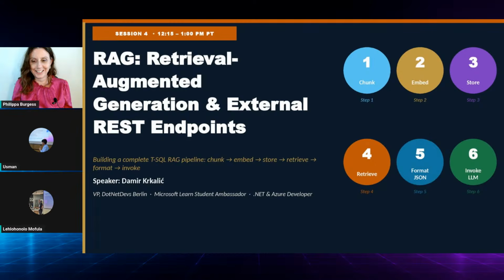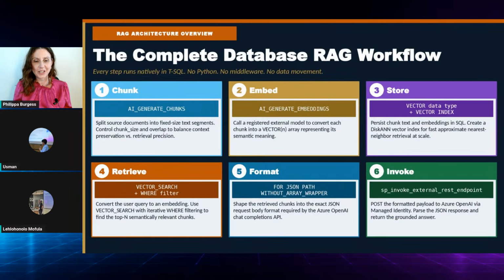After a break. Okay, let us continue with RAG, Retrieval-Augmented Generation and External REST Endpoints. So this is the complete database RAG workflow. Every step runs natively in T-SQL, no Python, no middleware, no data movement, which we've covered before. Chunk: AI_generate_chunks splits source documents into fixed size text segments, controlling chunk size and overlap to balance context preservation versus retrieval precision.